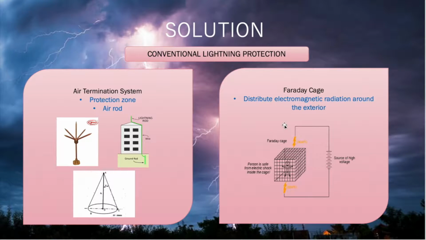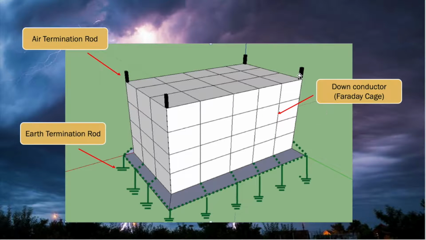Next is the Faraday cage method. The idea of this method is to distribute the electromagnetic radiation around the exterior. This is suitable for building structures. In practice, a down conductor is used around the structure. So this is the diagram. It's basically the idea of conventional lightning protection. We can see the air termination rod, where lightning will strike first, and then the surge voltage will dissipate equally down the conductor towards the earth termination rod.